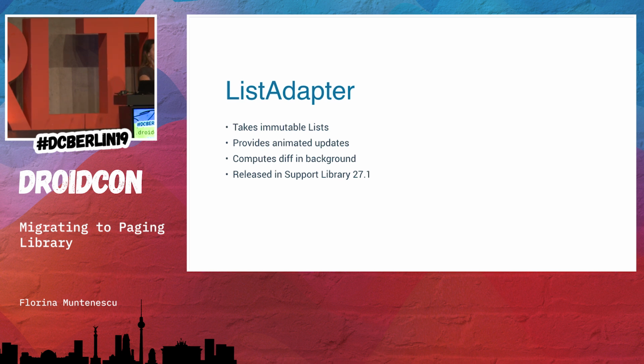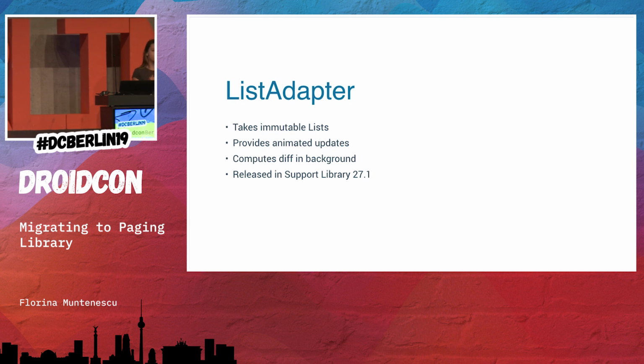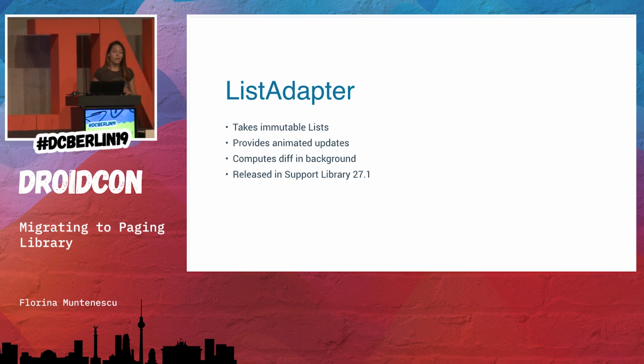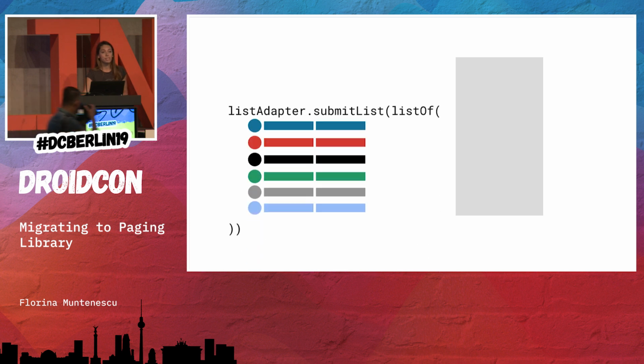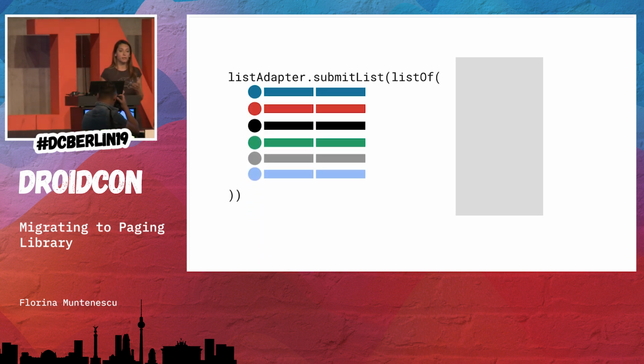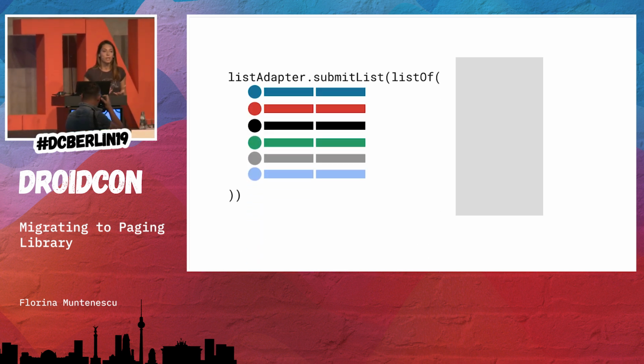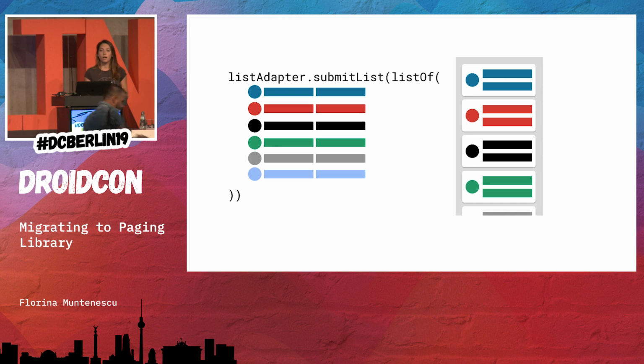So if you need to, I don't know, remove or update some of your elements, those transitions tend to happen automatically. And also, the list adapter makes sure that the diff between the existing list and the new list is happening on the background thread. So more precisely, the list adapter would provide a submit list method. And there, you would pass your list of users, let's say. Your recycler view will be populated with that list of users.